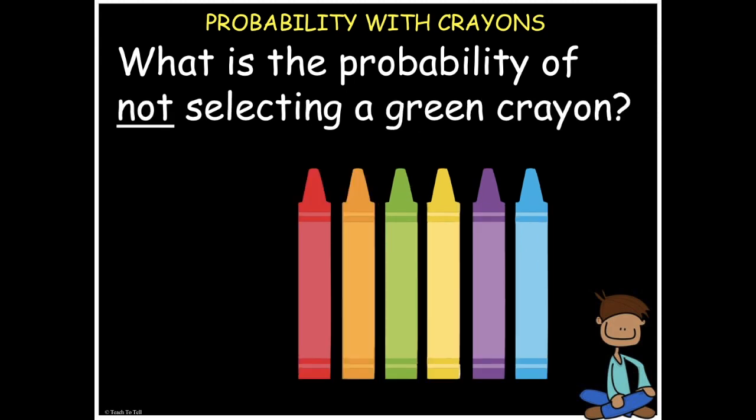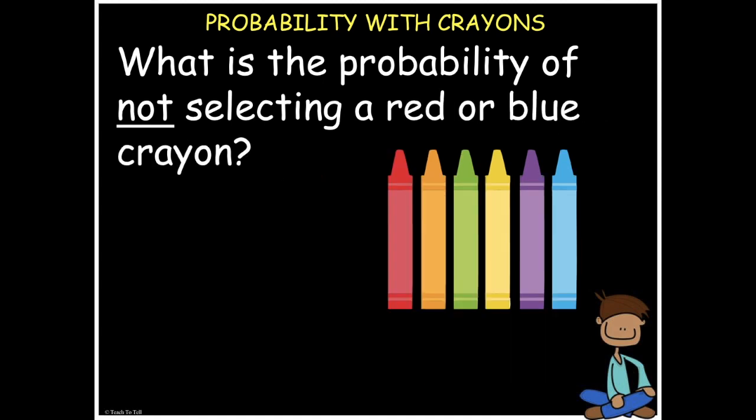What is the probability of not selecting a green crayon? So my favorable outcomes would be selecting any of the other crayons that are not green. So 1, 2, 3, 4, 5, so just 5 out of 6. Notice that when I am counting, I actually count what my favorable outcomes are to determine what they will be.